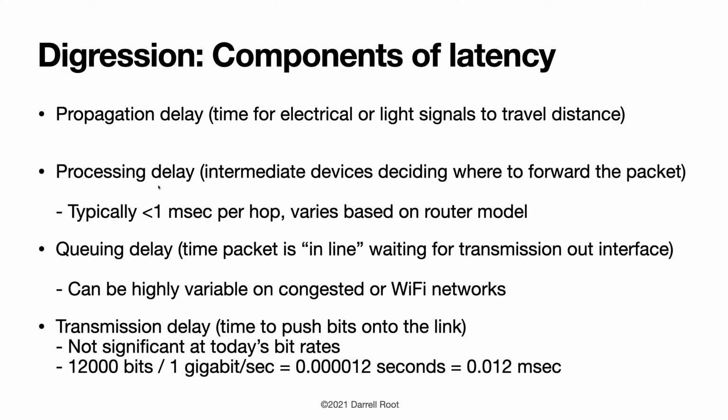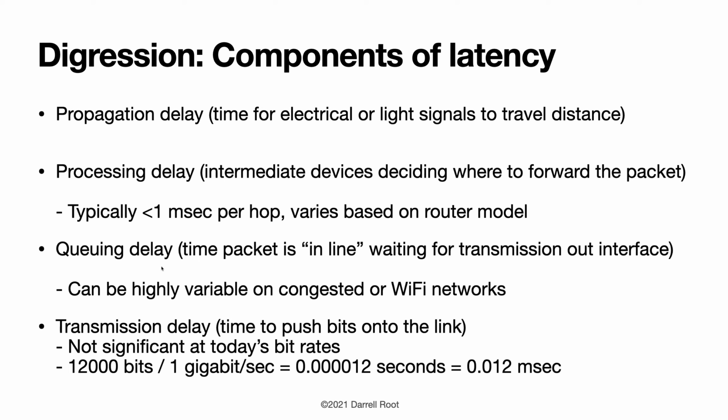Processing delay is as you go through each router in the path, that router needs to make a forwarding decision, and that takes a little bit of time. Typically, it's less than 1 millisecond per router hop, but it can vary based on the router model, and with many routers in the path, that can add up.